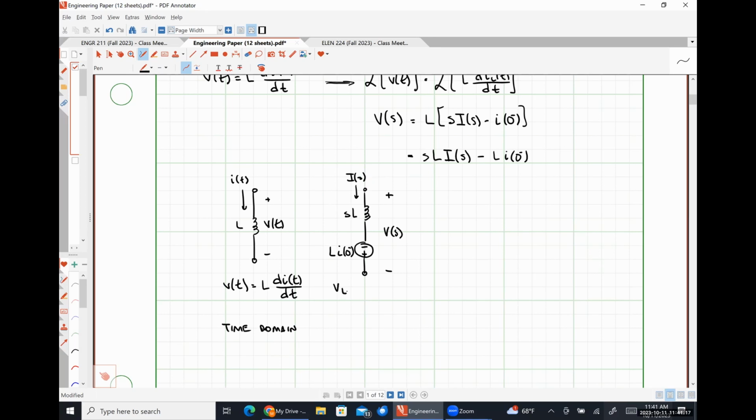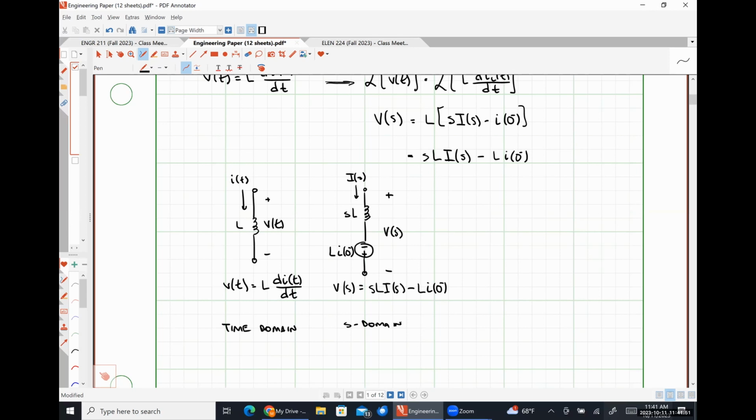Where we could say that V of S is equal to SL I of S minus L I at 0 minus. And because I have a voltage source in series with an impedance, I can actually do a source transformation on this thing as well.